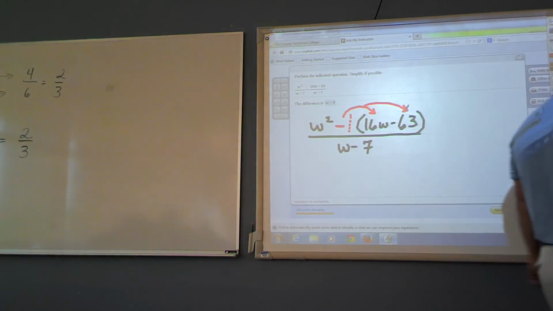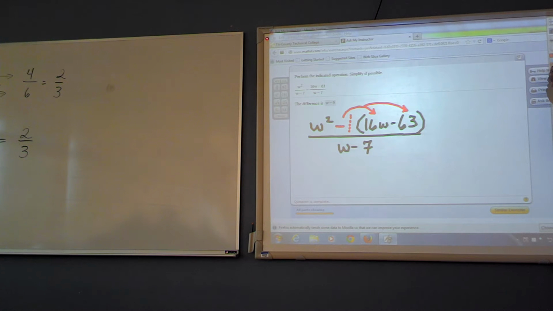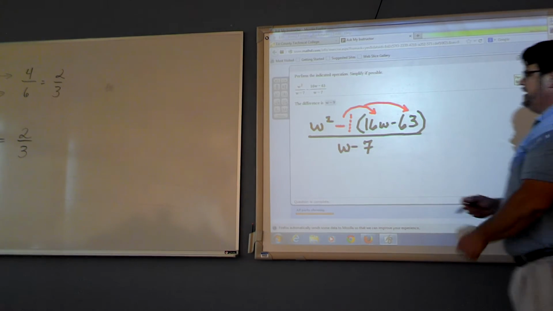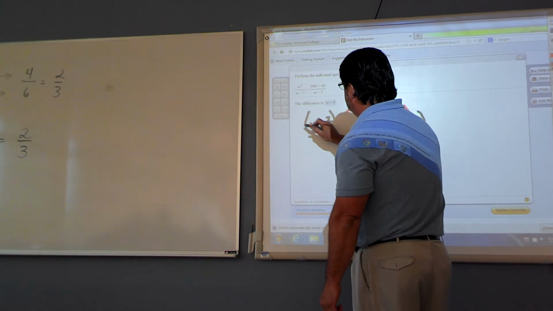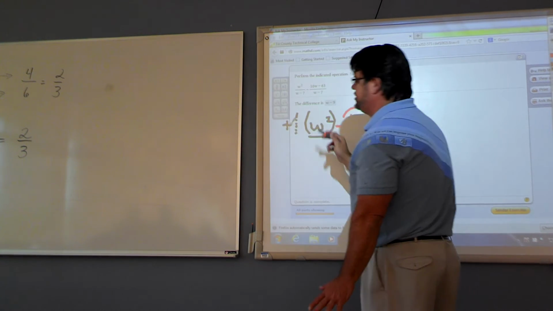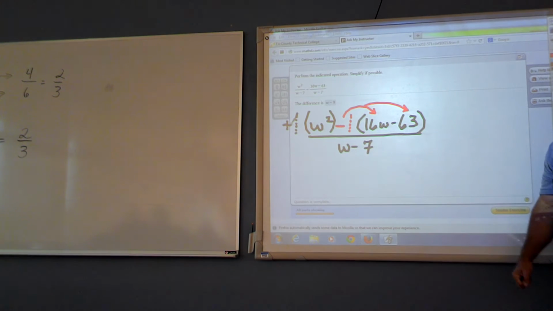There's that -1 again. Because technically you got a parentheses around this guy too. But there's a +1 right there, because if there's nothing in front of something, it's understood to be a +1. If there was a 2 in front of it, then it would be 2w². If there's nothing in front of it, then it's 1w². Why ain't it 0? Well, if it was 0w², w² wouldn't even be there.